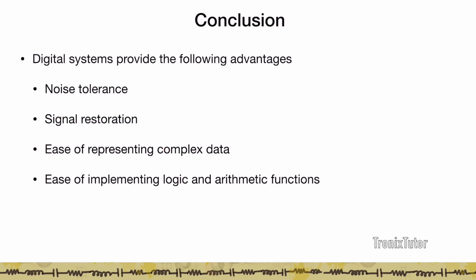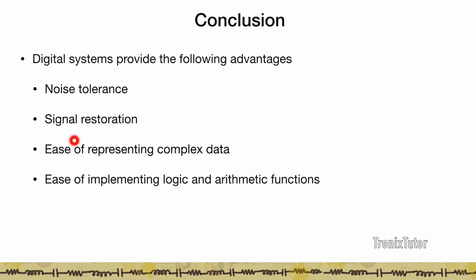Digital systems provide a lot of advantages when one needs to design a system for use in the field. Primarily those being noise tolerance. So the ability of the system to not be affected by small changes in the physical quantity is a boon. Systems also have what is known as signal restoration. So this enables us to design large systems by cascading smaller systems. So this is known as modularity.